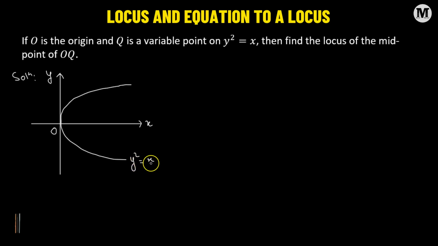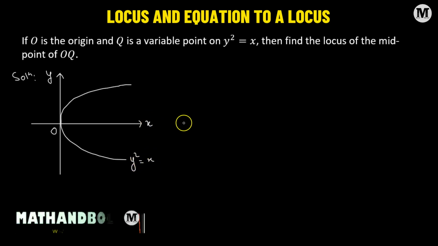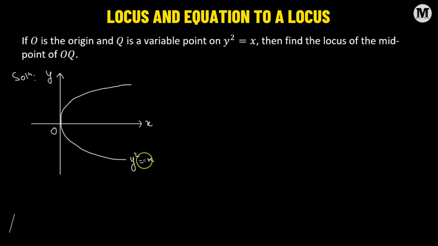The equation y squared equals x is a right-facing parabola with its vertex at the origin. Although we don't have to worry about the graph of the particular equation, this is going to help us understand the problem. So here we have the origin O and we have a point Q. Let's consider Q to be on the parabola, and we're going to join the point O and Q with the help of a straight line.